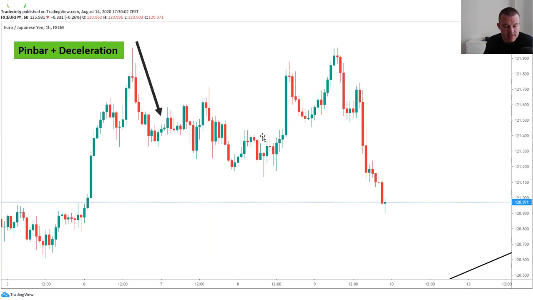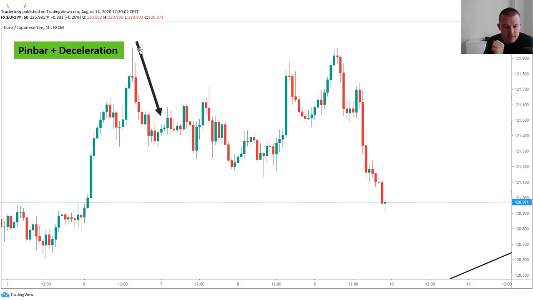Pin bar and deceleration here in this one. Strong uptrend here, less strong move here, you can see. And this is very important when it comes to wave analysis, actually, that you look at the length of the wave. And you can see this is a very long wave. This is a very short wave. And this means that the momentum is also slowing down.